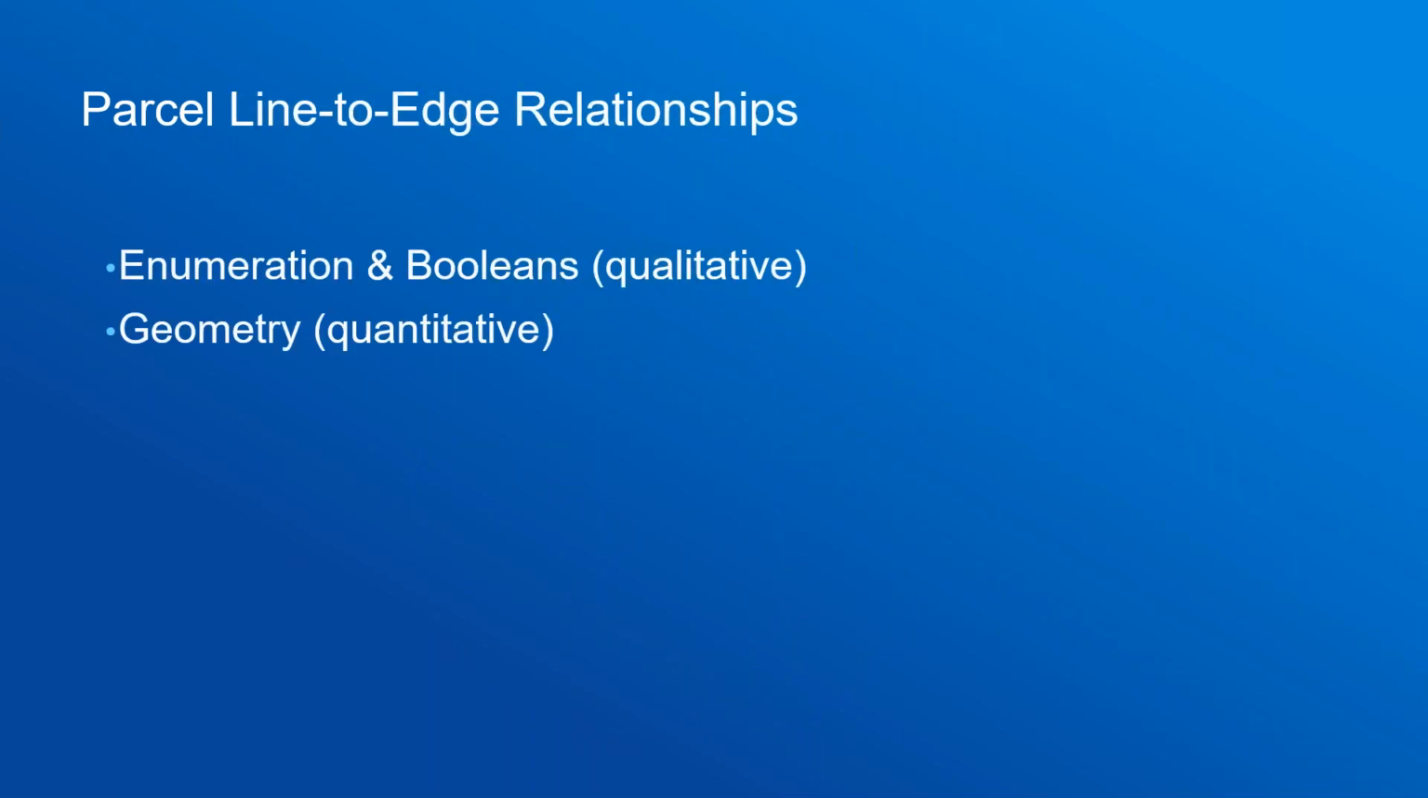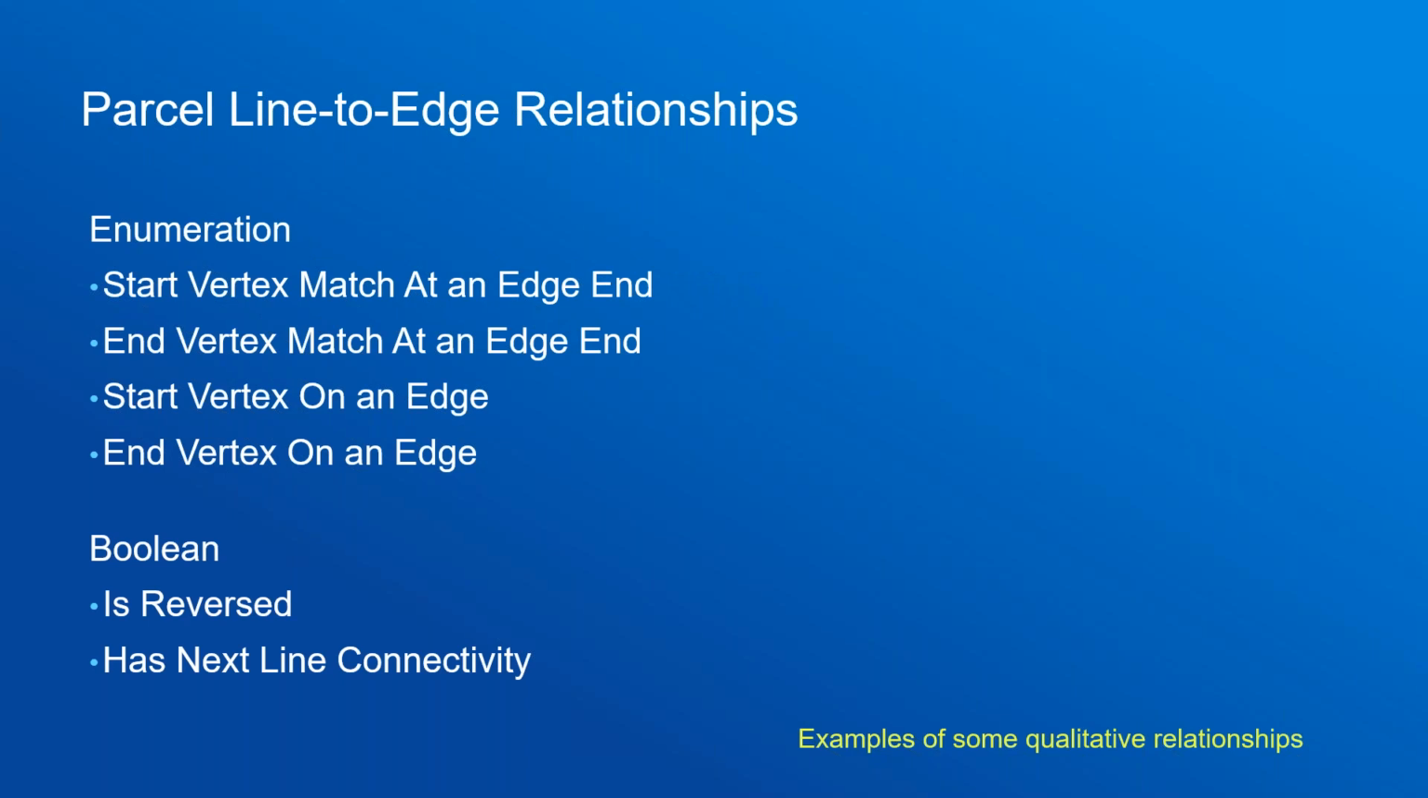There are 2 high-level types of line-to-edge relationships. We have enumerations and booleans, and you can think of these as qualitative relationships. But then there are also quantitative relationships, and these are the geometries themselves. How does the geometry of the lines relate to the geometry of each of the parcel edges? Here are some examples of qualitative relationships.